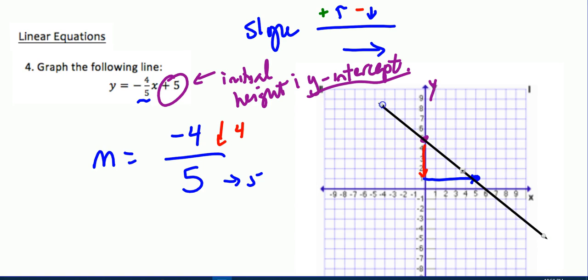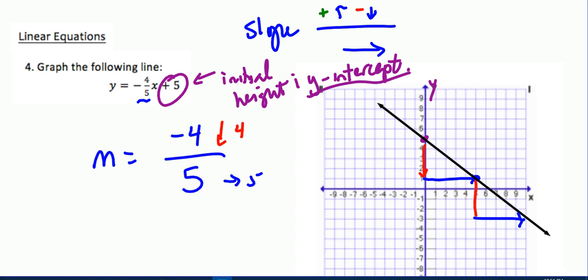A student once laughed at me in class because I couldn't do this even with a computer-generated tool. It's pretty embarrassing, but there's the line. Okay, so that should be your answer. Notice again, because this is kind of important to know, if you go down another 4, 1, 2, 3, 4, and you go over 5, you end up kind of crossing through another point.